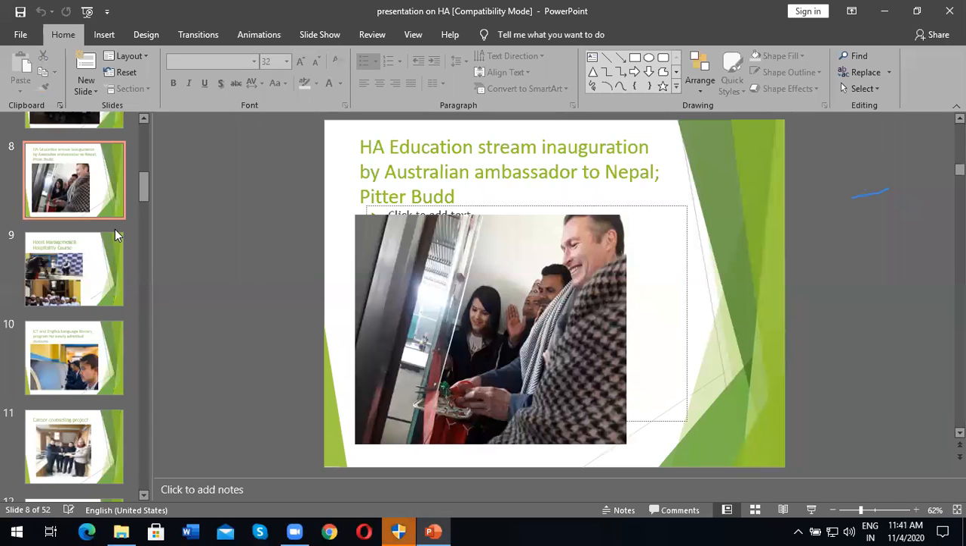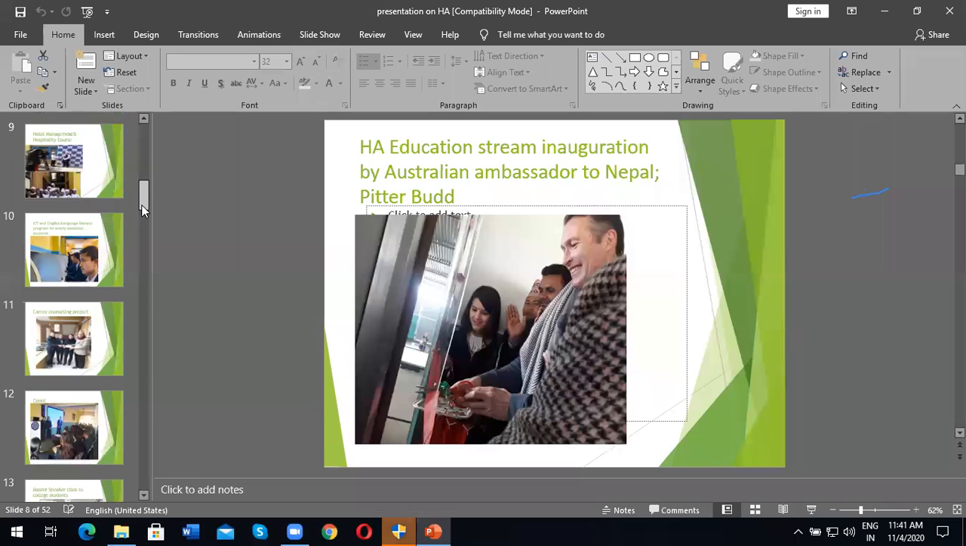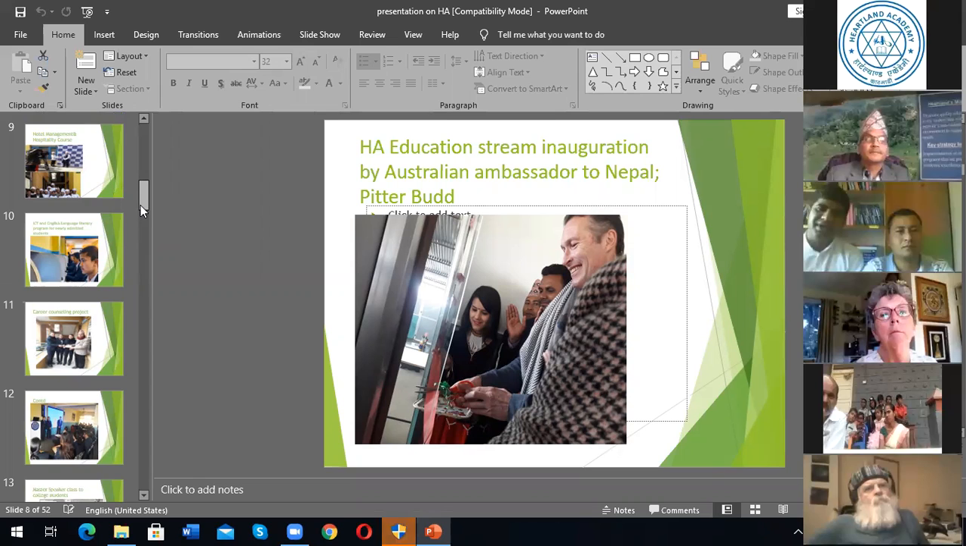he agreed to come here with us at Heartland, and he inaugurated Heartland's education section, as well as STEAM, the science, technology, engineering, and mathematics at Heartland. So it is the picture that shows Heartland has education, and the STEAM center has been inaugurated by the Australian ambassador to Nepal, Mr. Peter Bath.